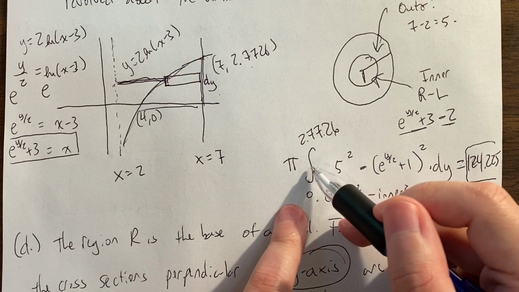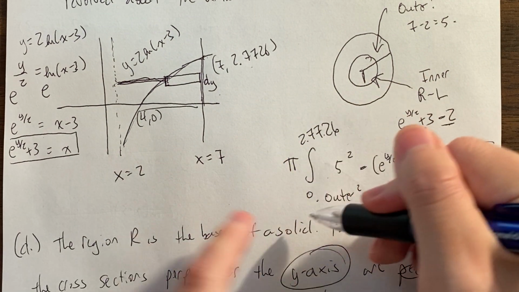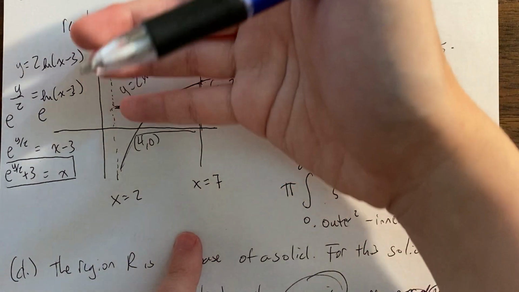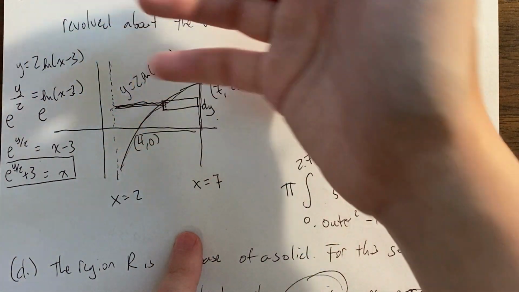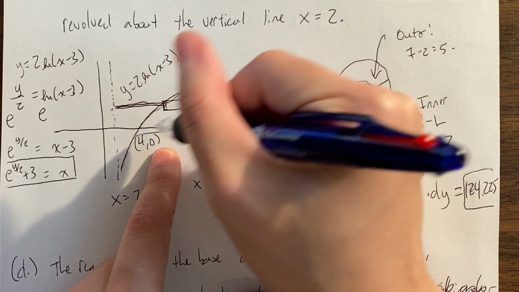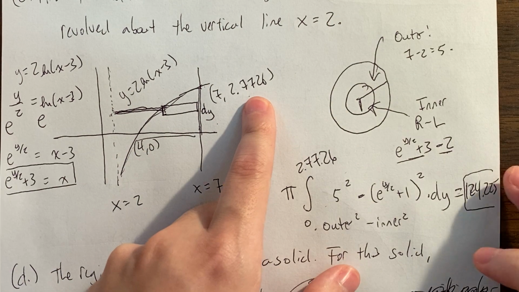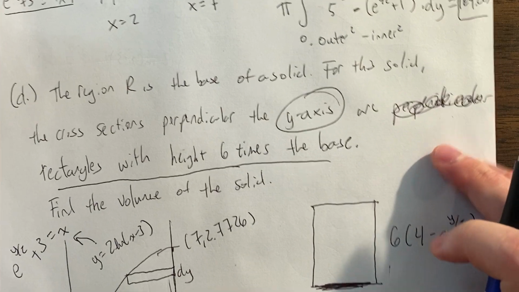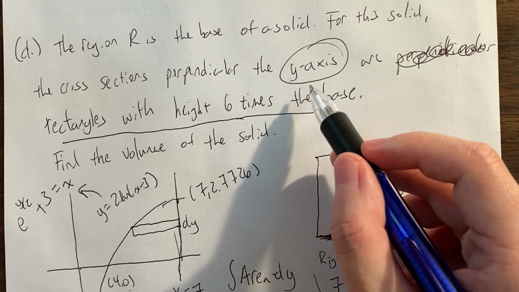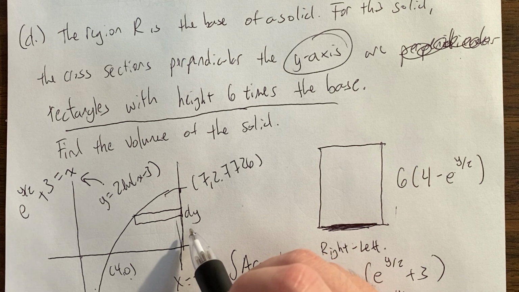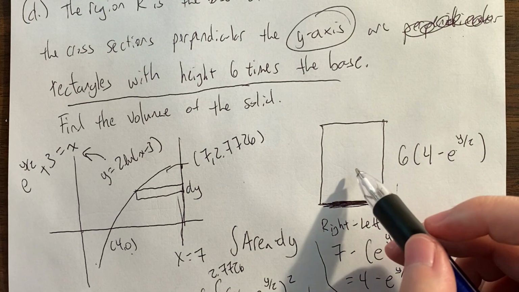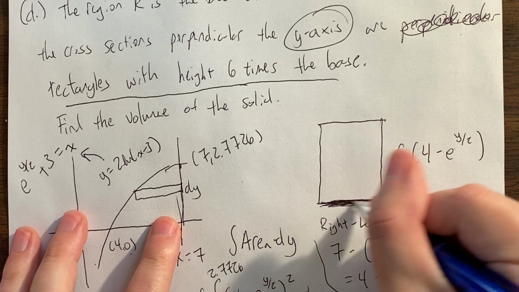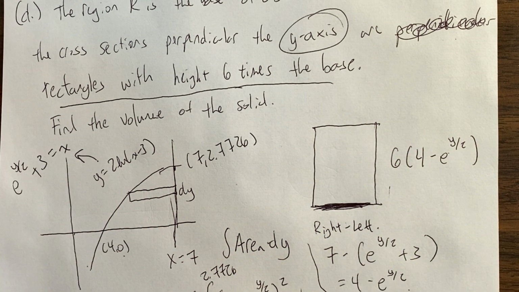We remembered our pi, and then we also chose y coordinates instead of x coordinates because everything has to be in terms of y's. These sort of objects range from the bottommost y, which is 0, all the way up to the topmost, which is 2.7726. Same thing with cross sections, perpendicular to the y-axis, forced us to draw this dy rectangle. Our cross section was a rectangle in this case. So the base is always the most important thing. In this case, it's right minus left.